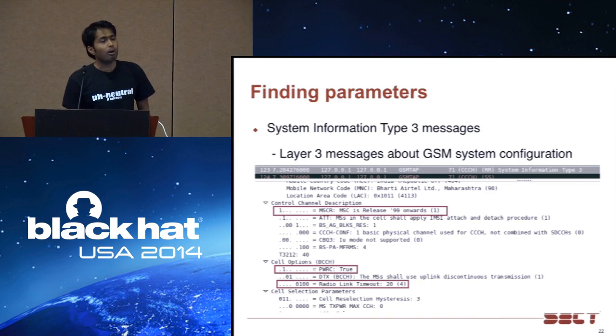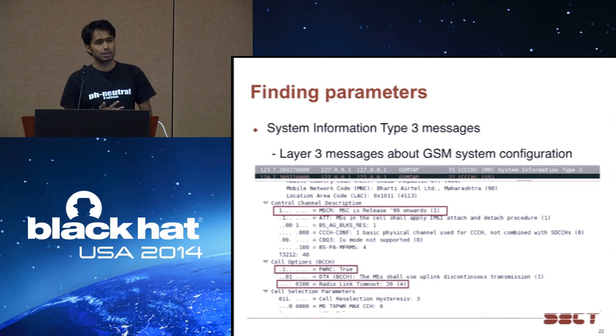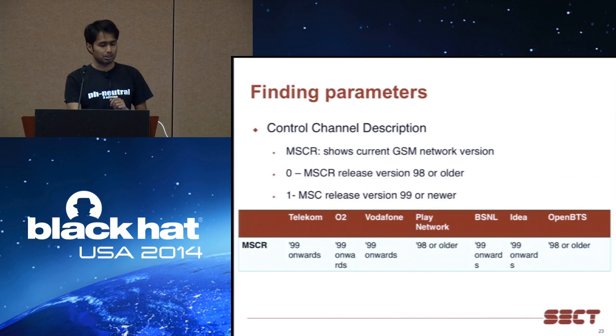When we look at the logs from our app, one thing we saw that was pretty interesting is called system information type 3 messages. These are layer 3 messages sent by your base station to the mobile phone, which tell what the current configuration of the GSM base station is. Every operator sends them, this is the standard. Every mobile phone sees this message.